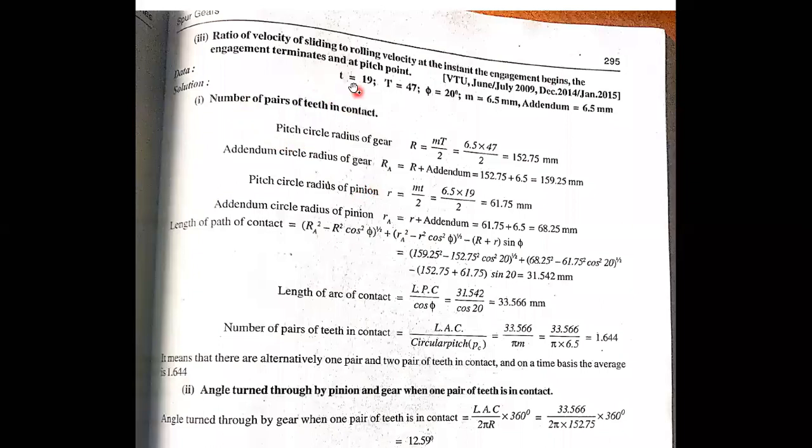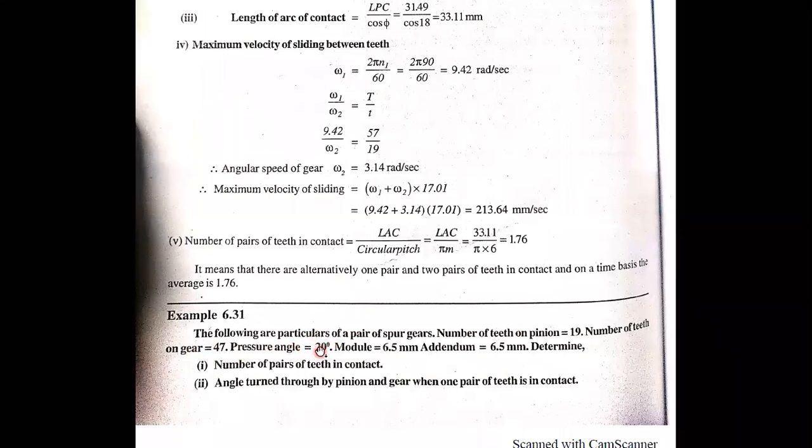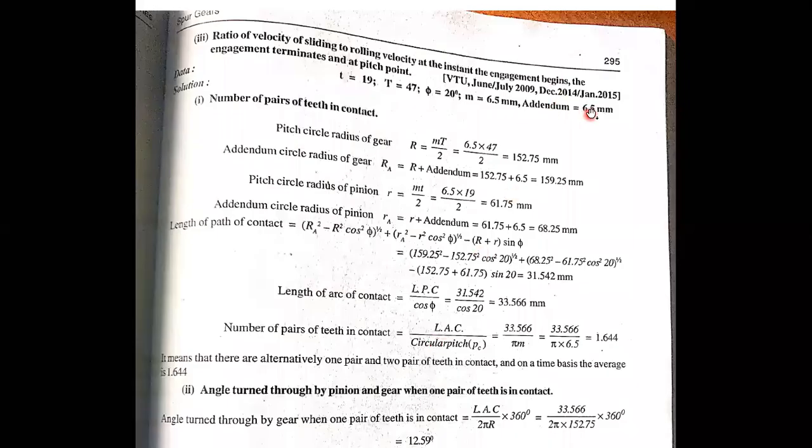First, let me write the data. Small t is given, pinion 19, and capital T is given, 47. Phi is given as 20, the module is 6.5, and the addendum is 6.5. The first question is, as usual, the number of pairs of teeth in contact.